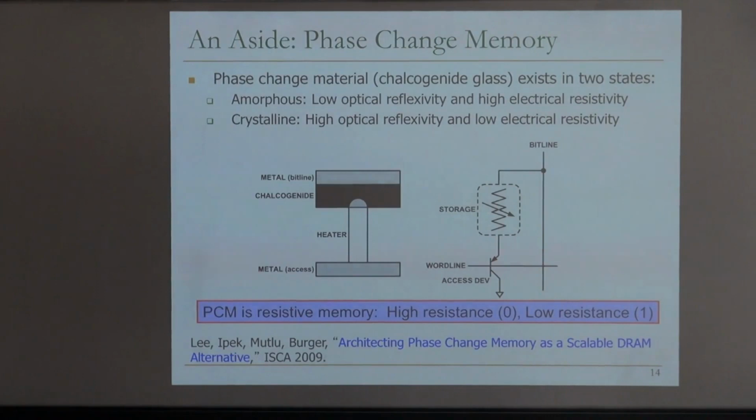This is a fundamentally different technology, as you can see, right? It's actually resistive or optical, depending on how you read it. You change the states by heating and cooling, and you can encode the high resistance state as zero and the low resistance state as one. This is a relatively old technology. It's actually used in rewritable CDs. In rewritable CDs, you take advantage of the low and high optical reflectivity to read a zero or one by shining light on it, but that's a very slow reading process.